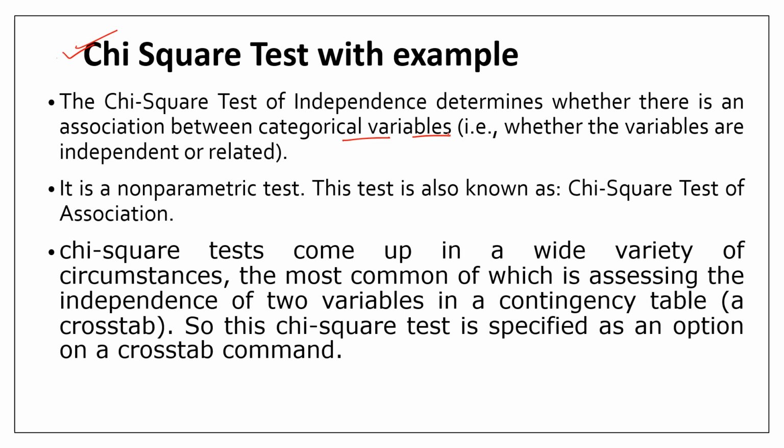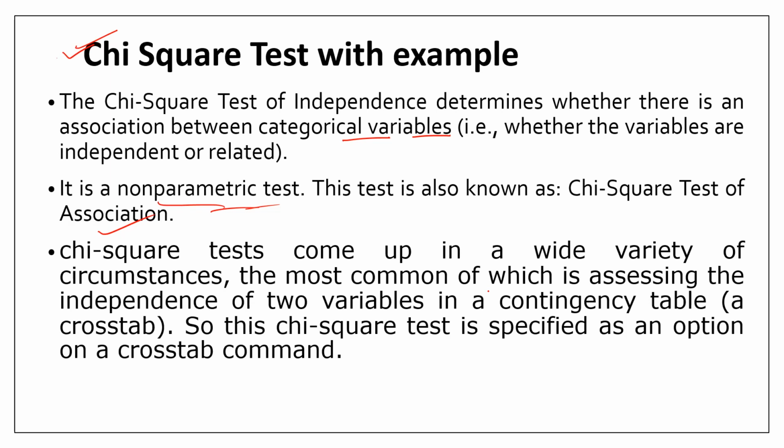Chi-square test is a non-parametric test. To understand non-parametric and parametric, you have to see my parametric test and non-parametric test video. This test is also known as the chi-square test of association, meaning relationship. Chi-square tests come up in a wide variety of circumstances. The most common is assessing the independence of two variables in a contingency table.